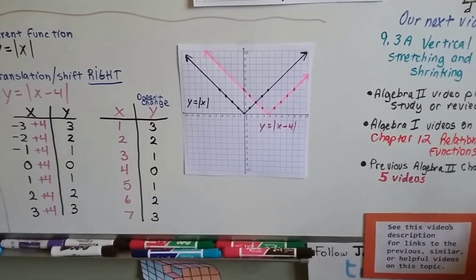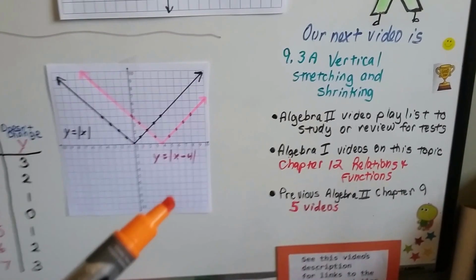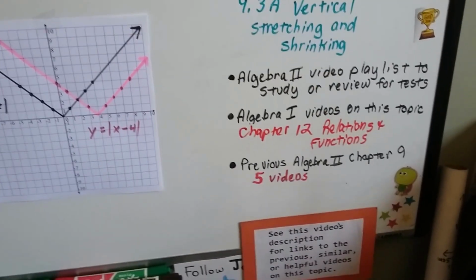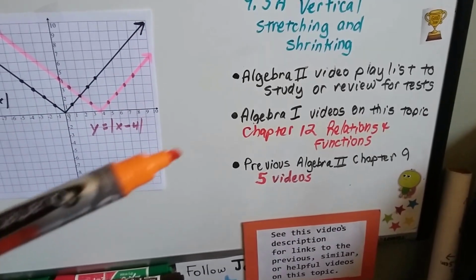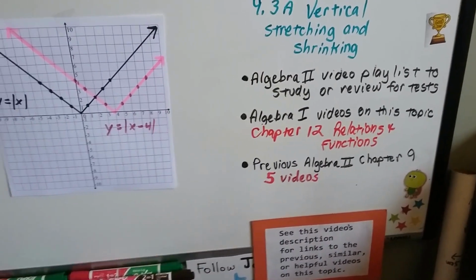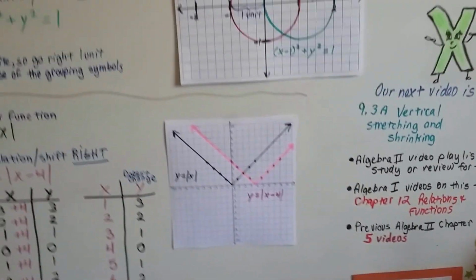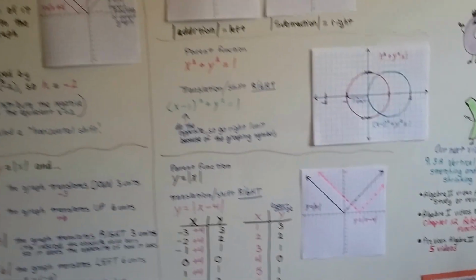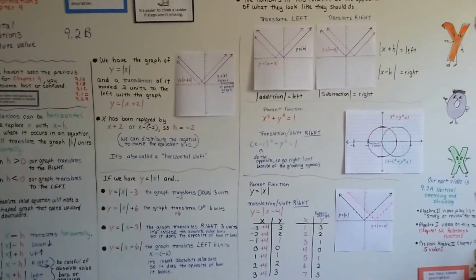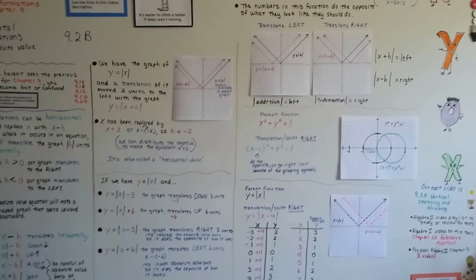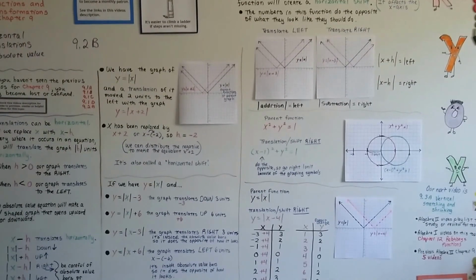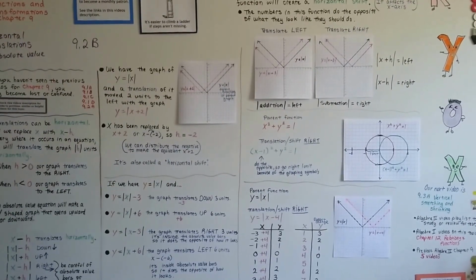Watch the previous videos if it's really confusing. Our next video is 9.3a, and we're going to talk about vertical stretching and shrinking. And I'll add this to the Algebra 2 playlist. I'll have a link to Algebra 1's Chapter 12, Relations and Functions, and a link to those previous 5 videos for Chapter 9, okay? So I'm going a little slower than most schools go for Algebra 2, and I hope this is helping some of you, and I hope it's kind of an enrichment for those of you who are still in Algebra 1 that might be watching this.